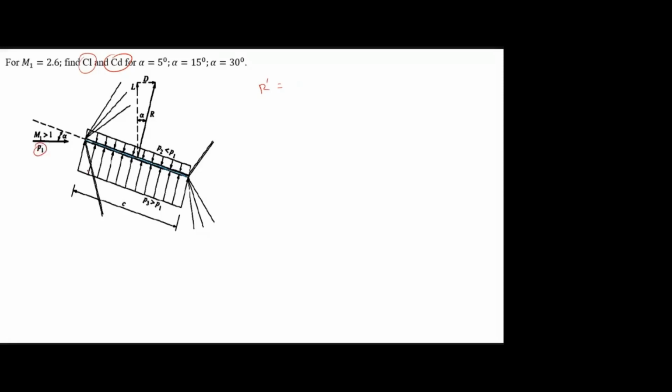Here we have P1. Here it is P3. Here it is P2. Chord length is C. So P3 minus P2 into C. It is just pressure into area. Here it is the pressure difference, so P3 minus P2 into area, which is the chord length. It is 2D, so it is simply C. That's why here I mentioned R dash. Okay, this is R dash.